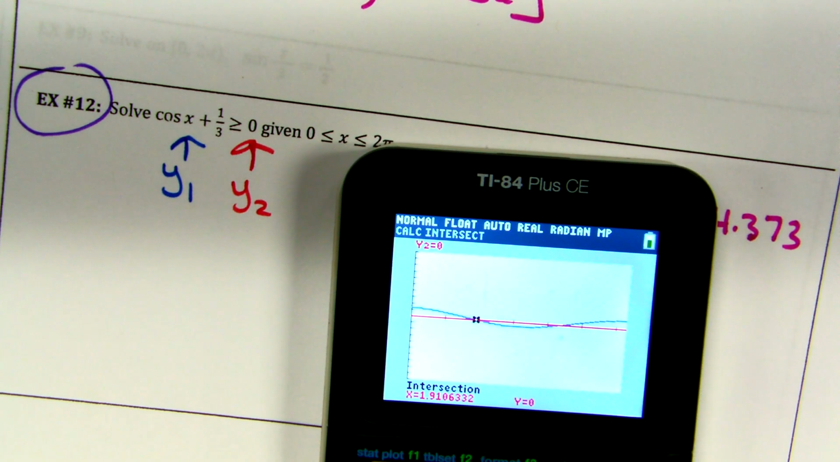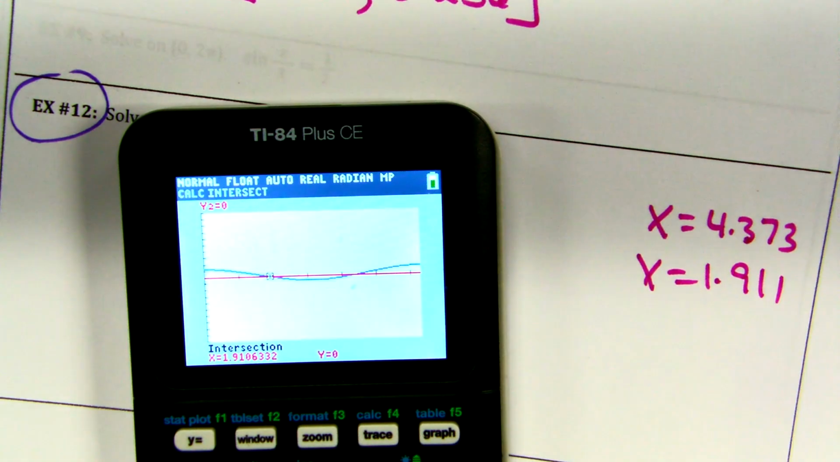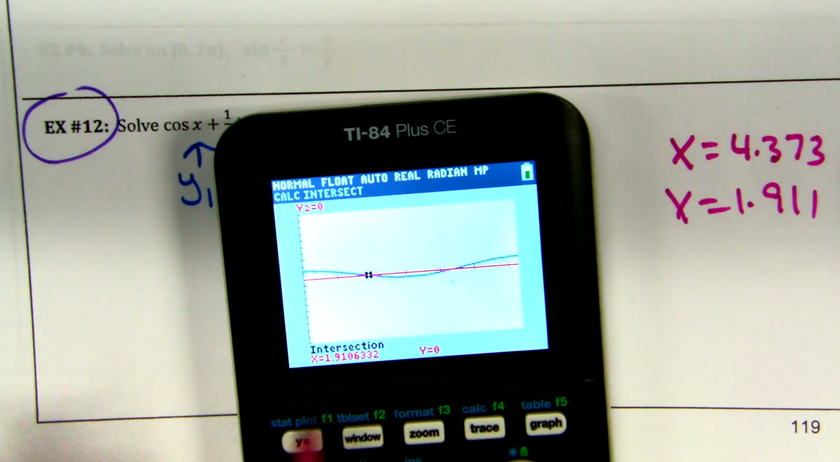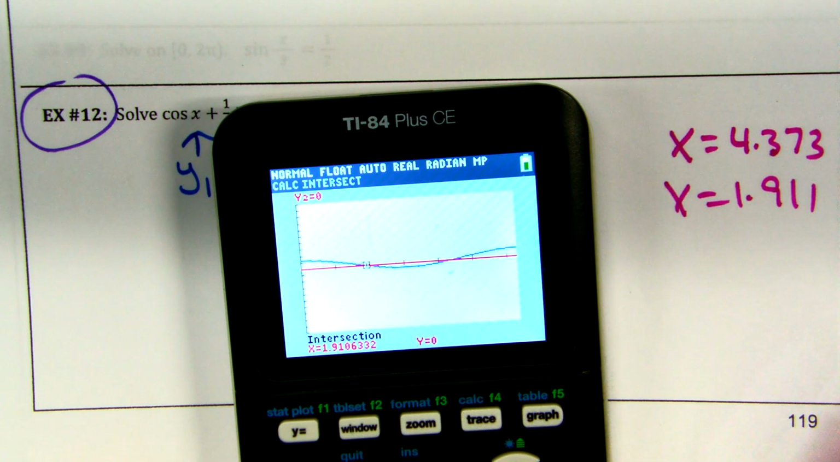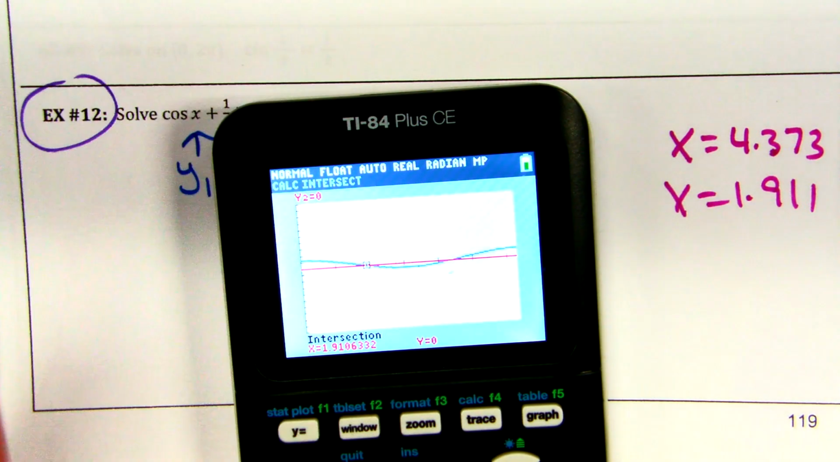Enter, enter, enter. And I get x equals 1.911. Right? Those are my intersection points. So how do I name from here to here and then skip over from here to here? Well, what is this furthest left-hand x value? What is this x value right here?